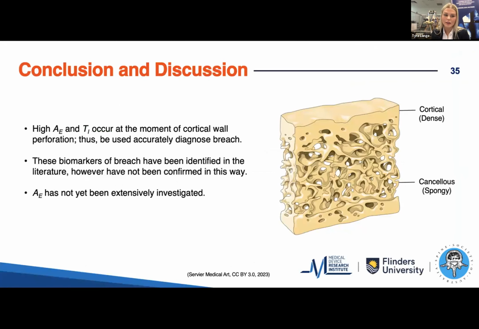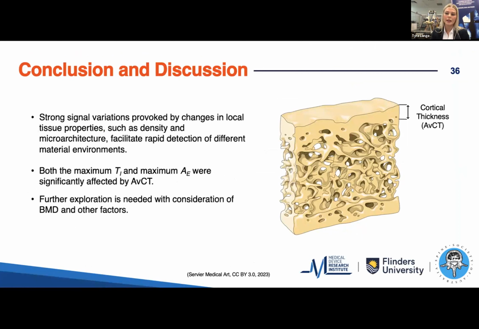So high amplitude acoustic emission and insertion torque occur at the moment of cortical wall perforation. Thus, they can be used to accurately detect or diagnose breach. These biomarkers of breach have been identified in the literature many times, but they've not been confirmed in this way. And the acoustic emission has not yet been extensively investigated. In conclusion, strong signal variations are provoked by changes in local tissue properties, such as density and microarchitecture, and this facilitates the rapid detection of different material environments. Both the maximum insertion torque and acoustic emission were significantly affected by cortical thickness, but further exploration is needed.